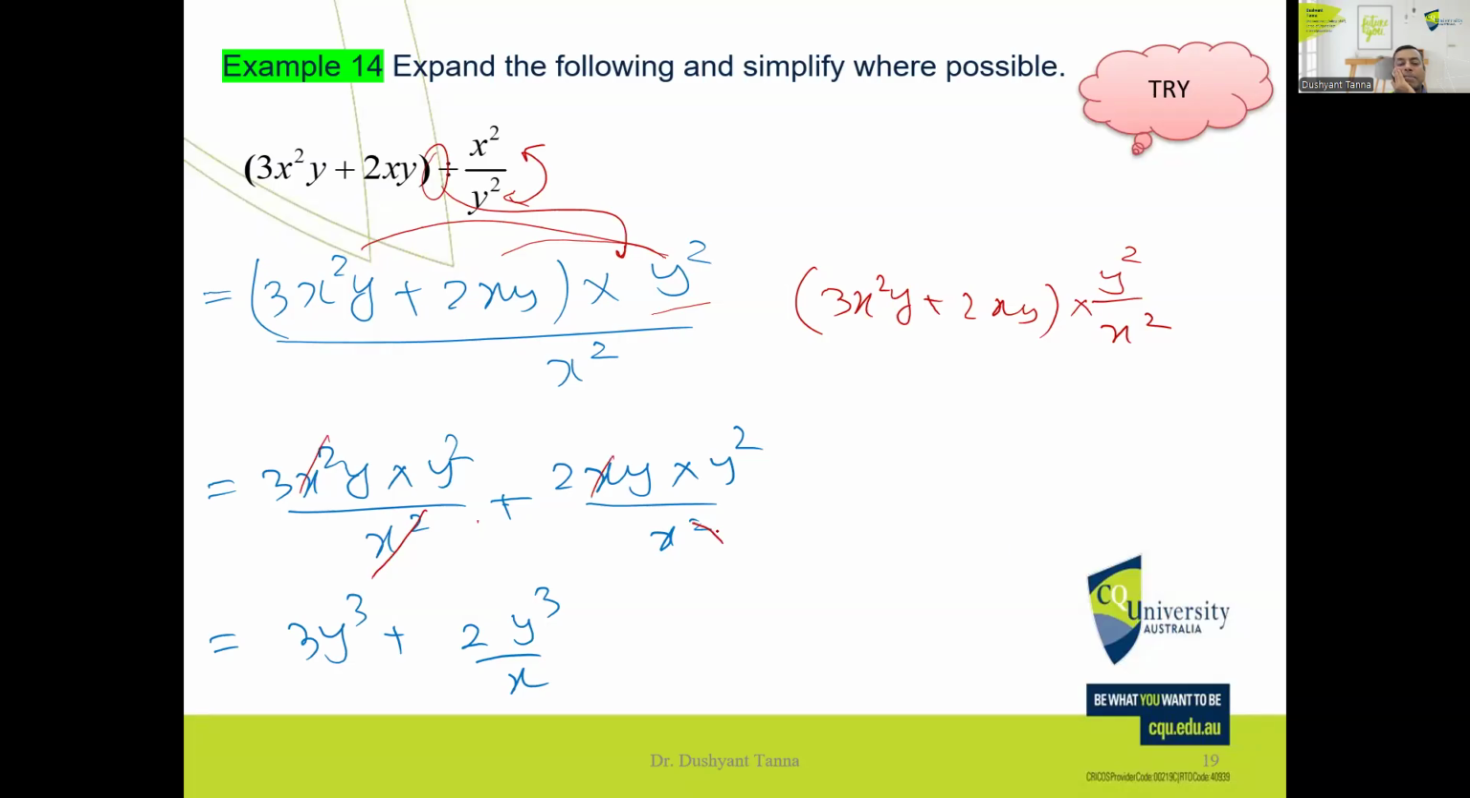See, I sometimes don't write every step in between. But if you don't understand, write all the intermediate steps. You don't have to, but yeah.